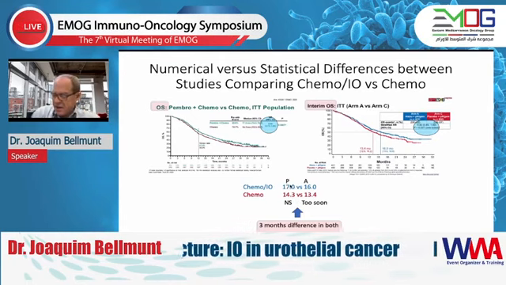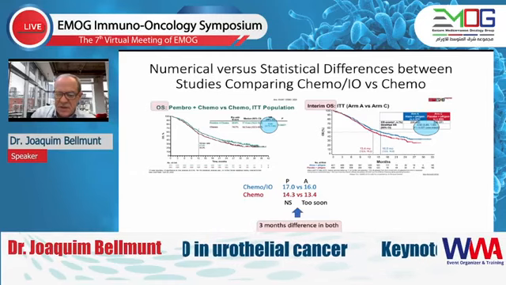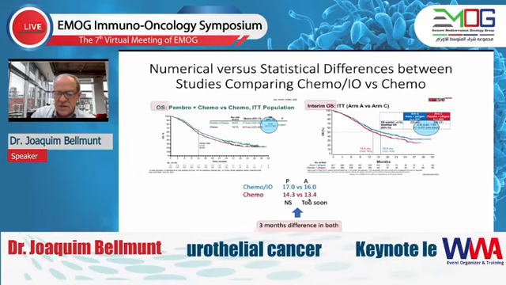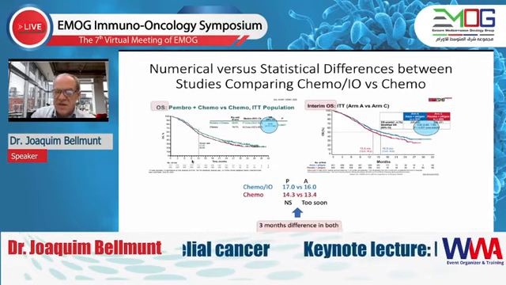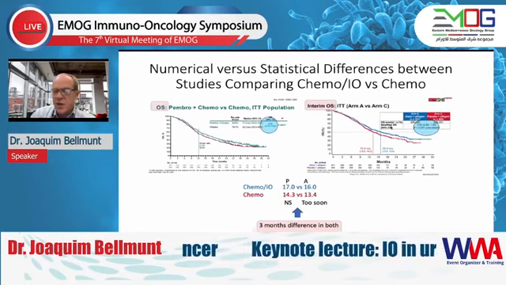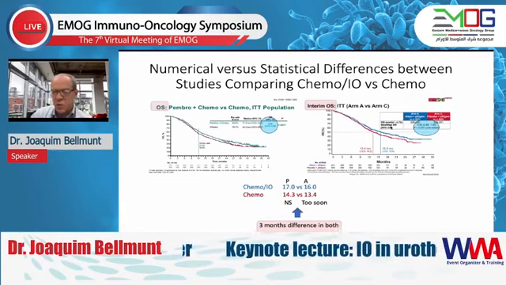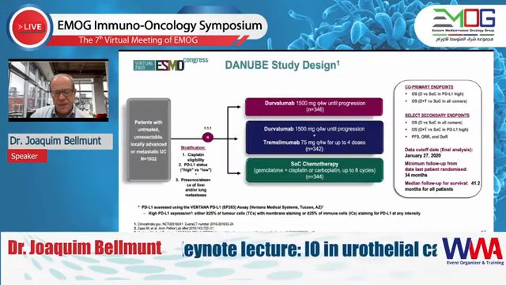In the KEYNOTE-361 or the IMvigor 130, we can see 17 months versus 14 months, 16 versus 13, so 3 months difference. But because of the statistical design, this trial is negative, this one still immature. So we need to wait for the final survival data for the IMvigor 130.